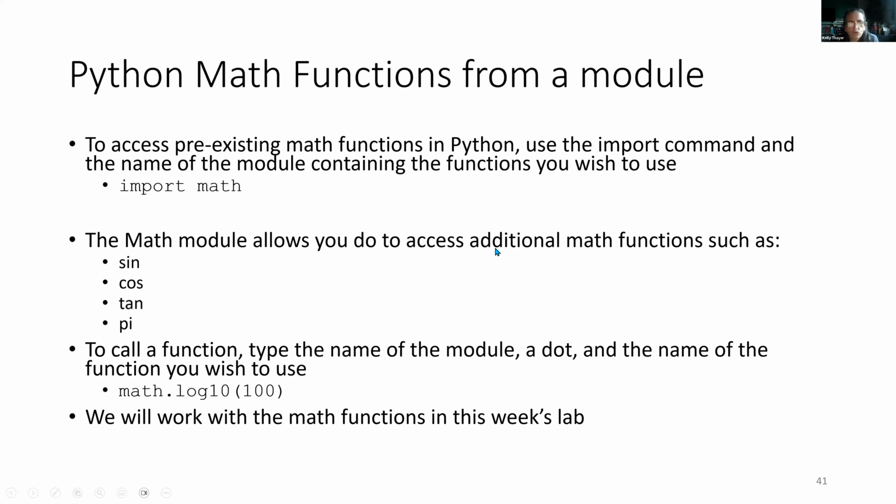So the math module allows you to access additional math functions such as sine, cosine, tan, pi, right? This is the value of pi out to some number of decimals, some trigonometric functions, and there are more in there too. To call a function, you type the name of the module, a dot, and then the name of the function you wish to use. So I call this the dot notation. So we would do math.log10. This is going to be the logarithm in base 10, which, by the way, on your calculators, if you're using scientific, is probably just the plain log button. In Python, you need to use log10. So this says 10 to what power will be 100? That answer, of course, is 2, because 10 squared is 100, 10 times 10. We will work with the math functions in the lab, so you will get some practice with them.